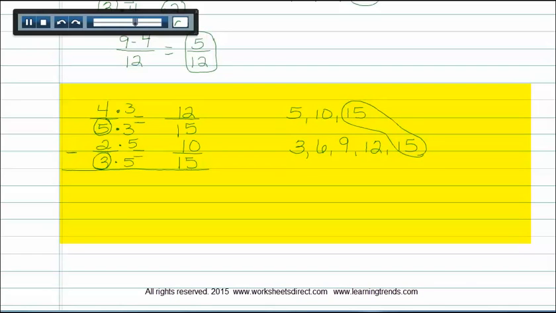We have our common denominator of 15. And we subtract our numerators, so we've got 12 minus 10, which is 2. So our answer is 2 over 15. And 2/15 cannot be reduced any further, so that's going to be our final answer.